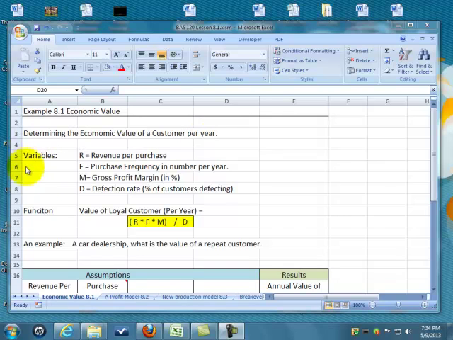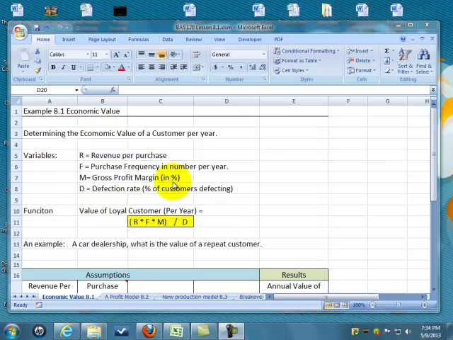So first let's talk about the different variables. In this model, or this function, R stands for revenues per purchase, so basically the unit sales price. Then frequency of purchases per year, so if some items are purchased multiple times a year. In the example we're going to show you of a car dealership, the purchases per year would be less than one purchase a year. M is going to stand in our model for the gross profit margin in percent.